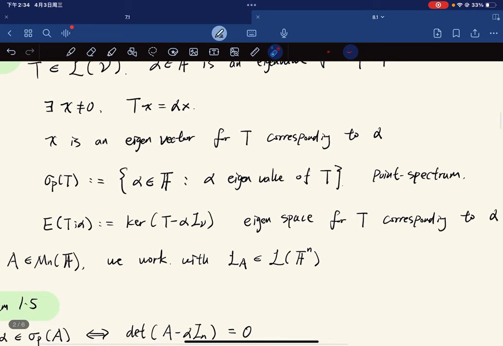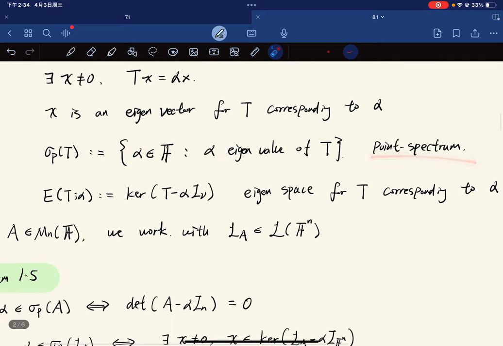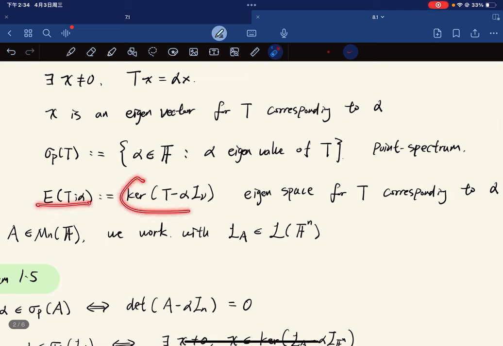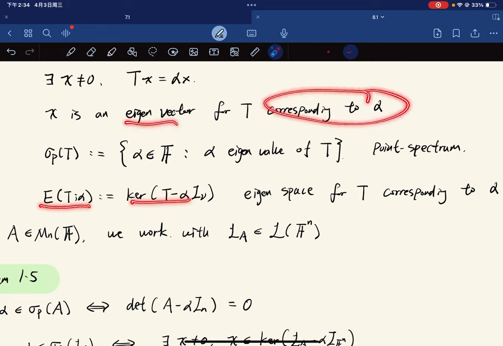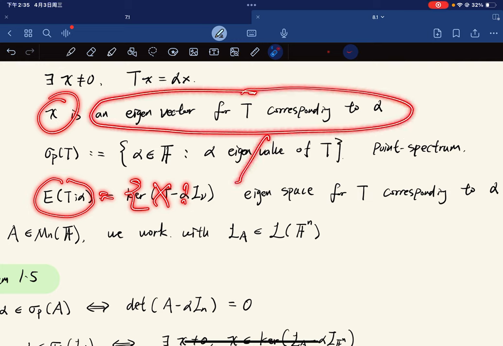And we define the point spectrum as the set of all eigenvalues. And the eigenspace is basically the kernel of this map. So if you're in the eigenspace, then you're the eigenvector corresponding to alpha. So this is basically the set of all x such that x is an eigenvector of T corresponding to alpha.